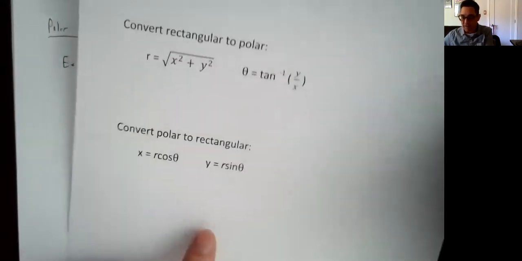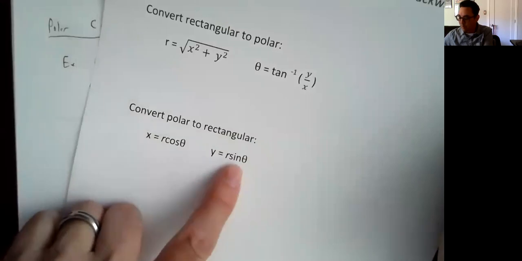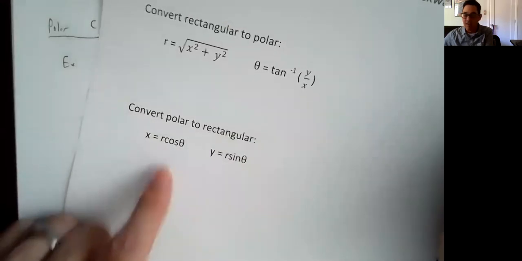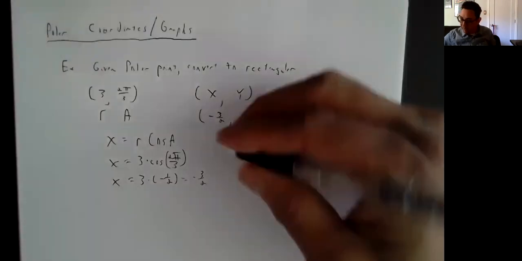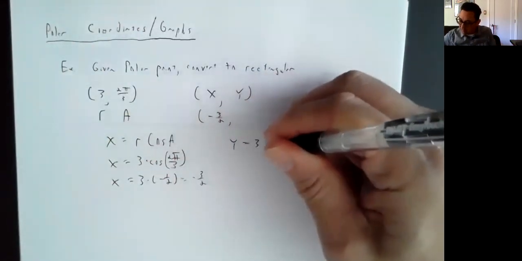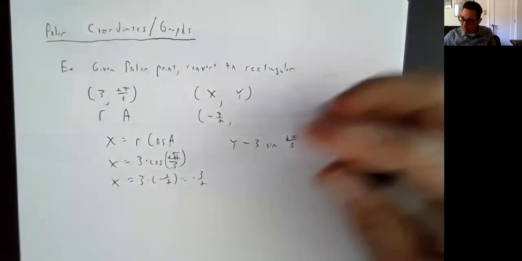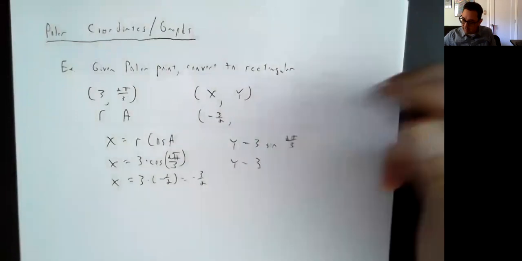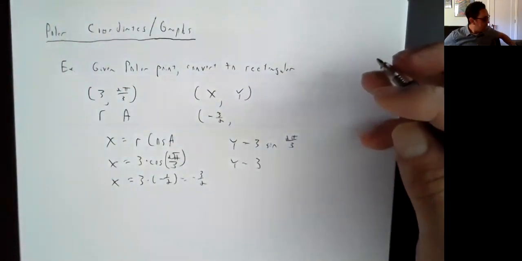To find the Y value, Y equals R times the sine of theta, which makes sense, right? Remember I said Y's are with sine and X's are with cosines. So everything is just kind of making sense of what we've seen before. Now R is still 3, and theta is 2 pi over 3. So I just work that out, and the sine of 2 pi over 3 should end up being root 3 over 2.